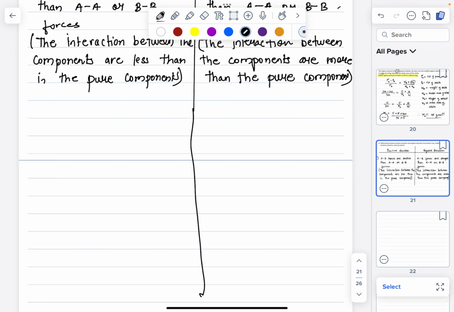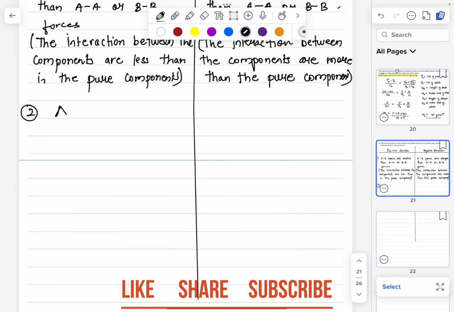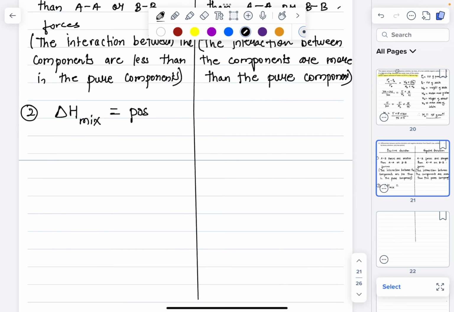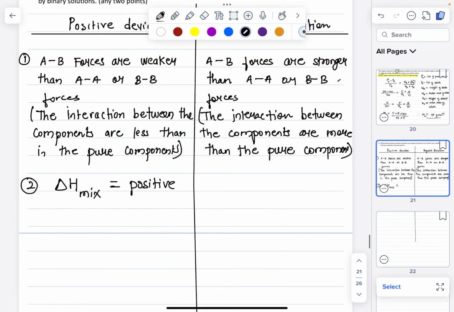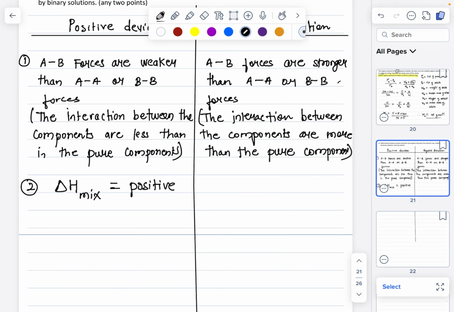For the second point, it could be that delta H of the mixture, or enthalpy of mixing, is positive. This is another point. For positive deviation, it's very simple. For positive deviation, delta H is positive, or you can write dissolution is endothermic. This is one and the same thing. Never make this 2 points and expect full marks. Delta H is positive is 1 point, dissolution is endothermic; you will get only 1 mark for this. Okay, now over here, delta H of the mixture is negative.